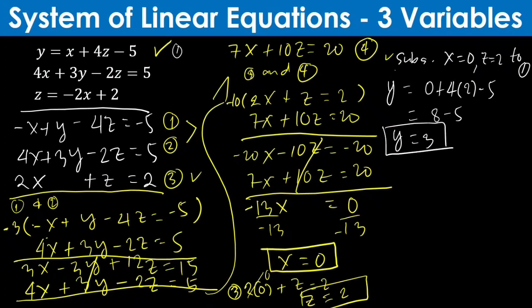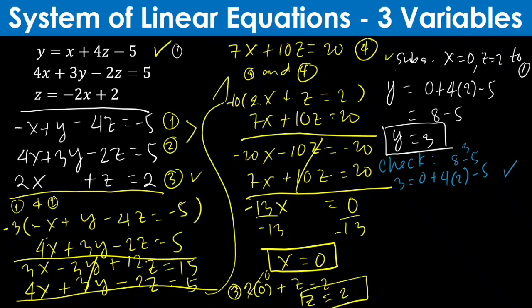Now we want to check this possible solution, and we can plug it into our original equations here. So when y is 3, that equals x is 0 plus 4 times 2 minus 5. So this is equal to 8, that's 8 minus 5, that's equal to 3. So this is true.